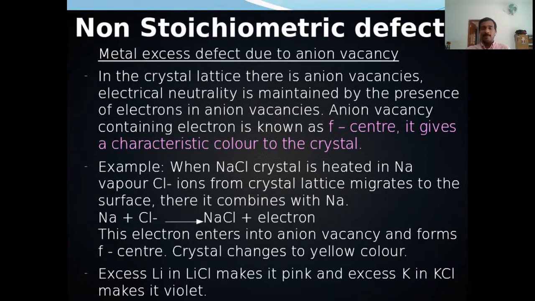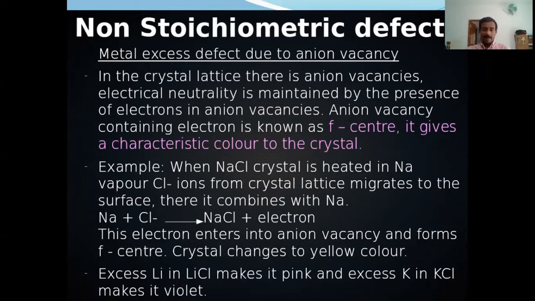So there is no change in the charge of the crystal. Or we can say electrical neutrality is maintained, but actually there is loss of one anion. Therefore, when you compare the total number of anions and cations, cations will be in excess. Cations are considered as metal ions, positive ions. And the points where electrons are present are known as F centers. The reason is that it gives a characteristic color to the crystal.